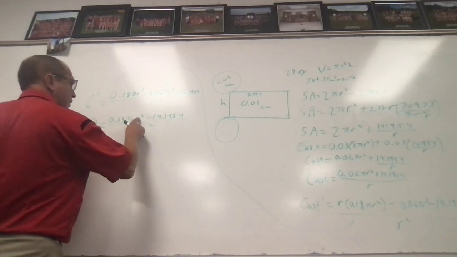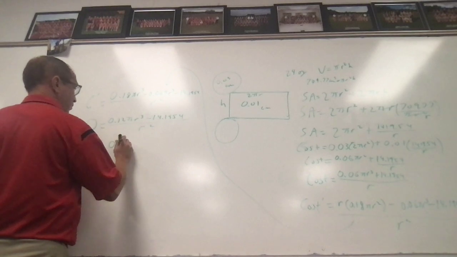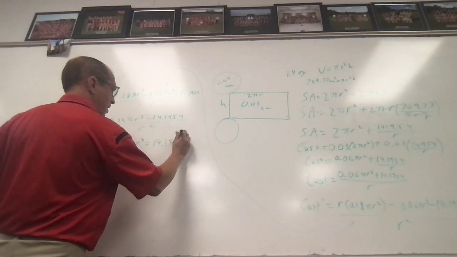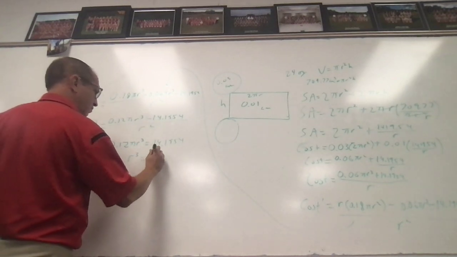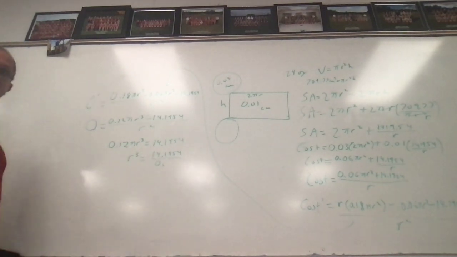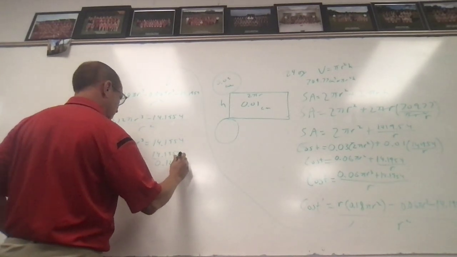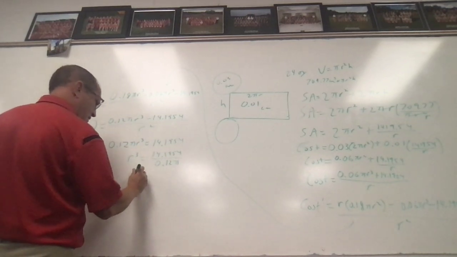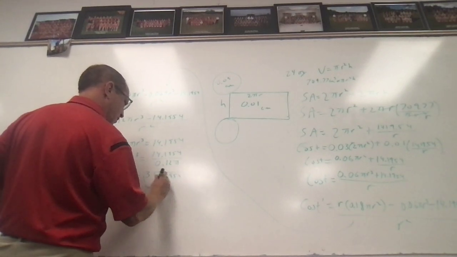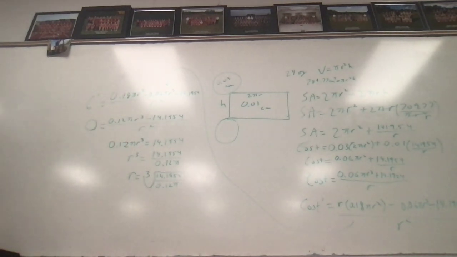So to let the numerator equal 0, we get 0.12 pi r cubed equal to 14.1954. So r cubed is equal to 14.1954 over 0.12 pi. What's wrong? Nothing. It is a lot. You're right. There won't be more than 5 of these on your test. So r is going to equal the cube root of 14.1954 over 0.12 pi.